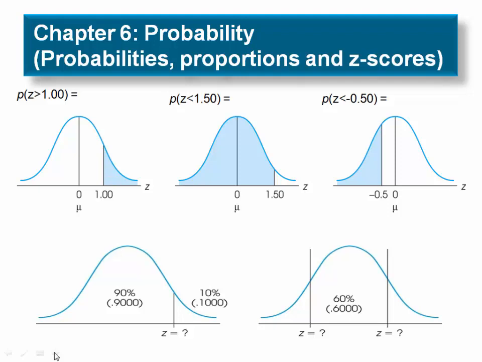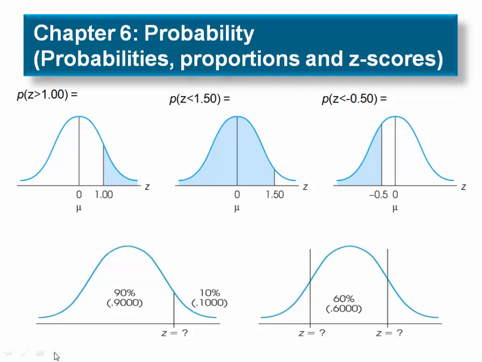As you look down that column, you will find that the closest value there is 0.1003, and it is associated with z equals 1.28, which is our answer. Notice that it is a positive 1.28 because it is on the right side of the bell curve.